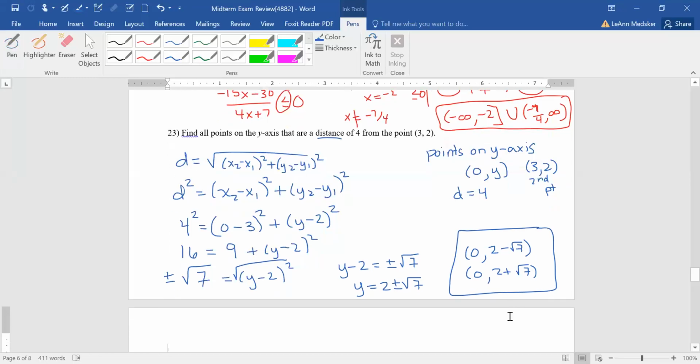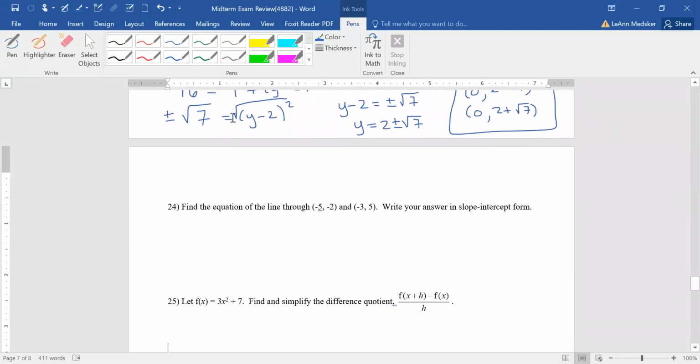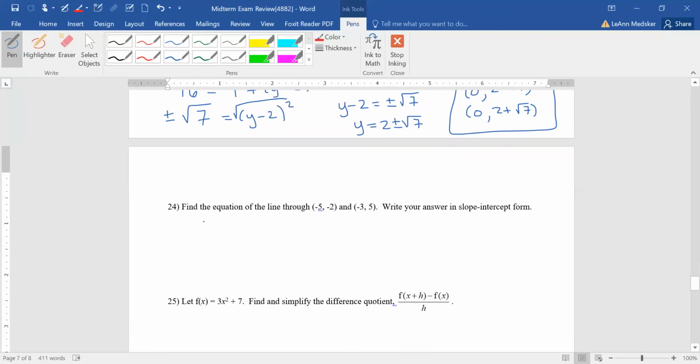Okay, so we want to look at number 24. This is a standard 023 and 043 question, if you took those classes before 136. The question here is, can we find the equation of a line if we know 2 ordered pairs? And then write our final answer in slope-intercept.